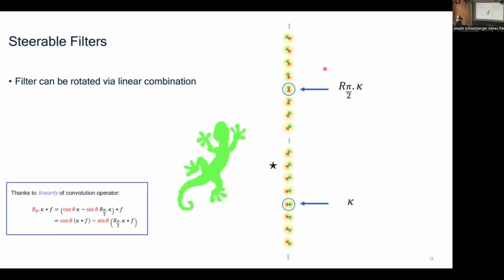Why is that interesting? Because now we don't need to actually do convolution with infinitely many rotated versions of this filter, but we can just consider these 2 orientations. And then because of linearity and associativity, we can recover the activation we would have gotten from different orientations just by linearly combining the responses of these 2 filters.